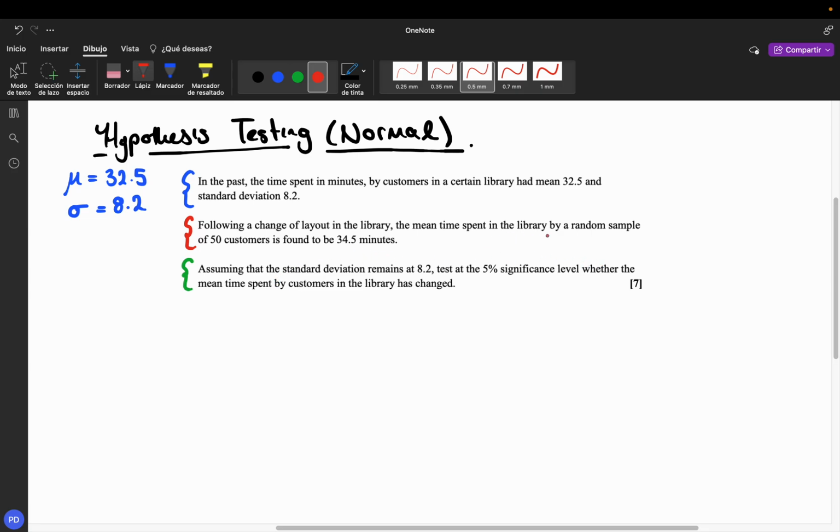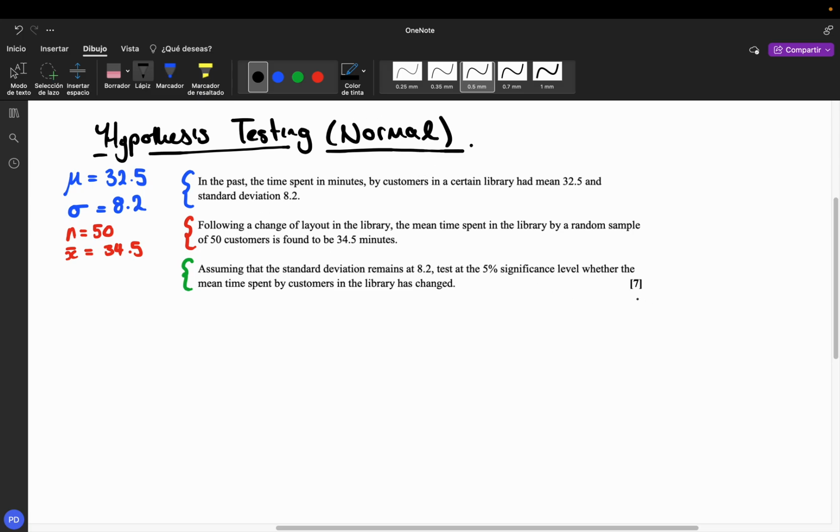Then we're told that there's a random sample of 50 customers, so the number of people is 50, and we see that our sample mean is 34.5. Now remember, our sample mean is just the mean of the sample. And we're assuming the standard deviation does not change, and now we need to test at a 5% significance level. It doesn't actually say in the question, but this is a normal situation, as in, we're modeling this with the normal distribution.